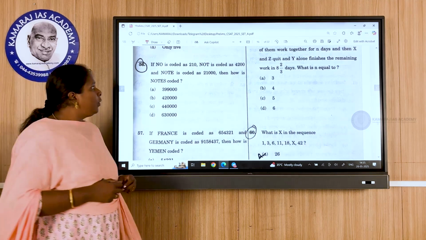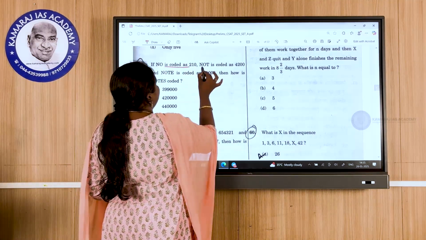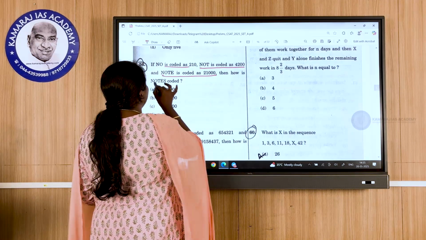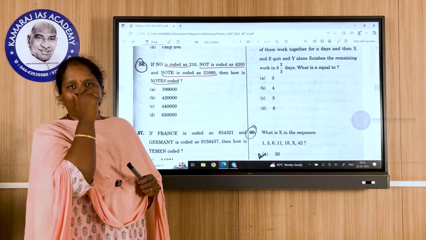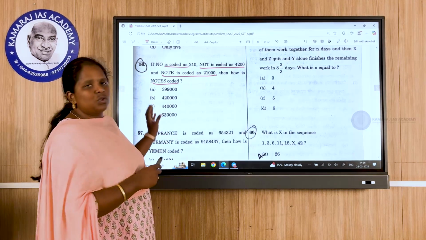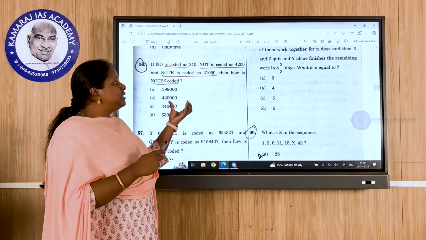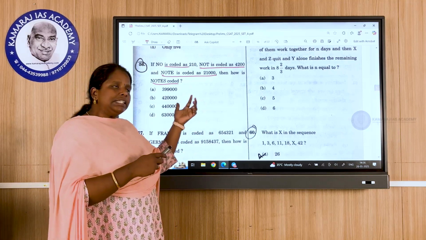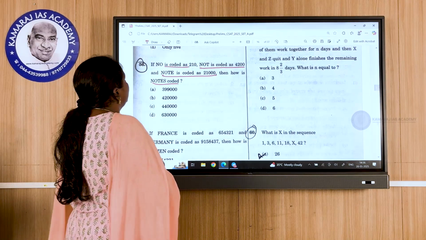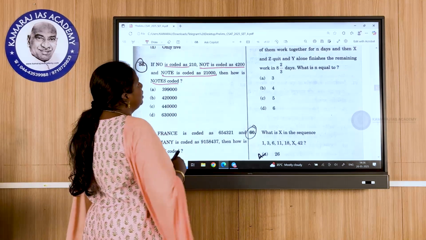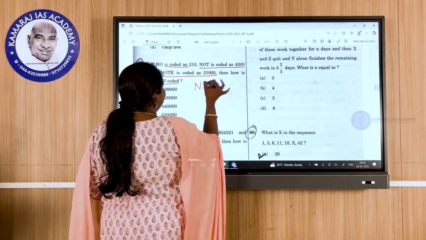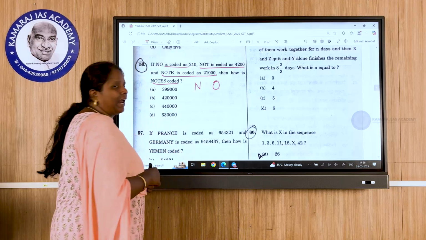Now, if NO is coded as 210 and NOT is coded as 4200 and NOTE is coded as 21,000, how is NOTES coded, right? So when you compare the 2024 paper with this paper, most of the questions are based on alphanumeric puzzles, right? And this is a mark scoring area where you can easily clear these type of problems. Now, here it is based on the number value of alphabets. Clear? So, what is the numerical value we can give for alphabet N and O?